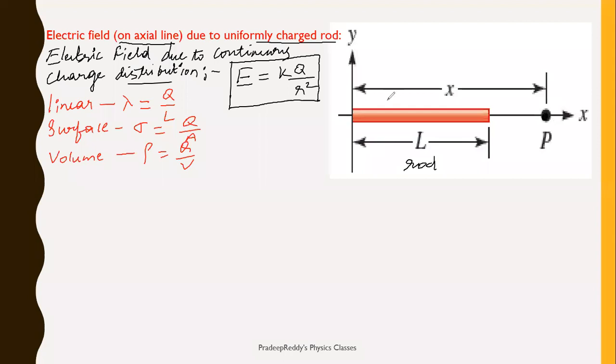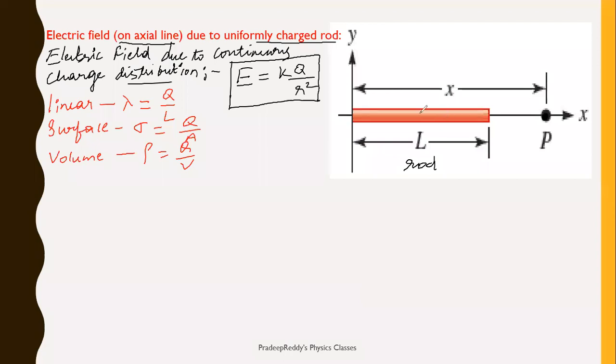Now this is not a point charge, right? The rod is not a point charge, it is an extended charge. For extended charges, you cannot use Coulomb's law directly. As electric field is derived from Coulomb's law, we cannot use the electric field equation directly in the case of extended charges. So in order to find the electric field due to this total rod, I will consider a very small element of this particular rod.